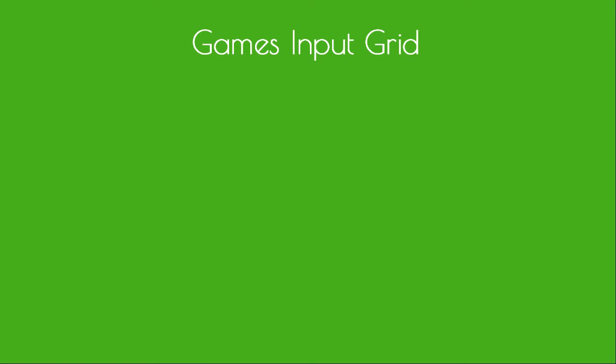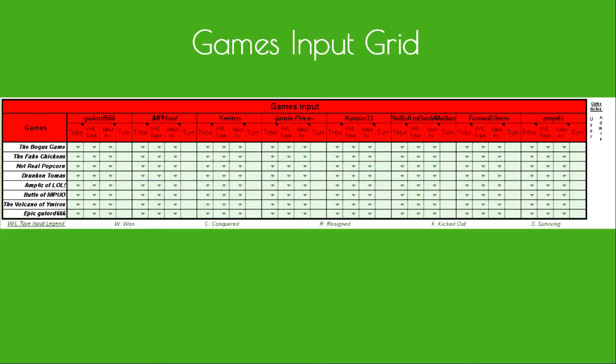The next grid is called Games Input. This one is used to keep track of tribes, winners, kills, and the final position of each game and player. Find your player name. Right under your name, you will see 4 columns called Tribes, W/L type, Killed by, and Turn. You must enter the tribes you picked for each game in Tribes.